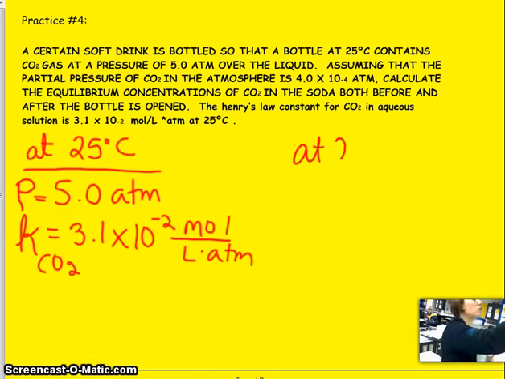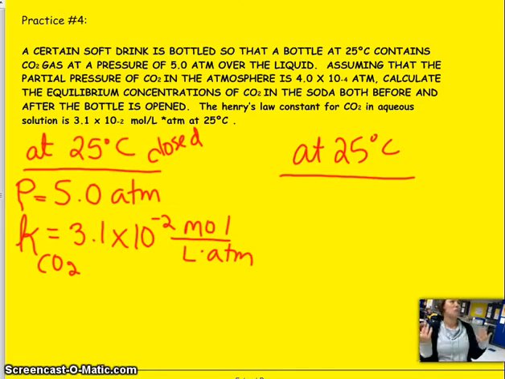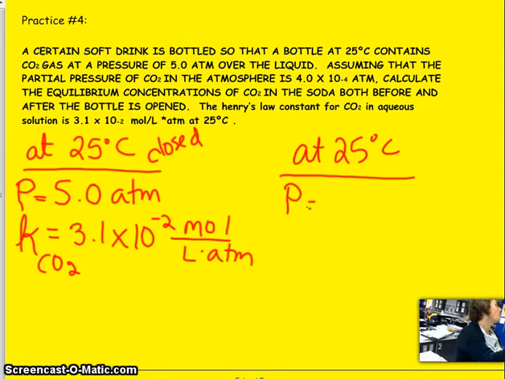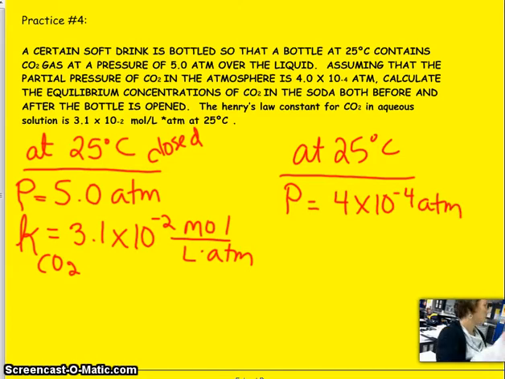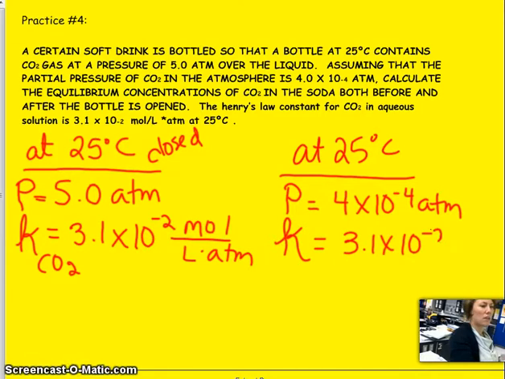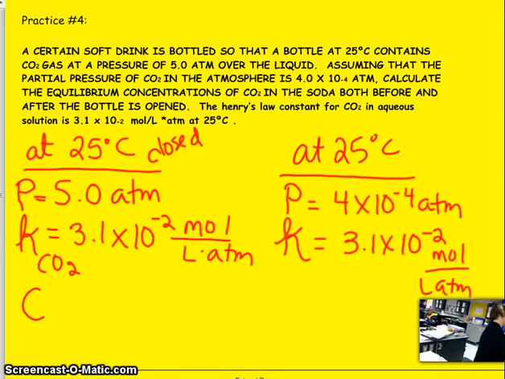If we're at 25 degrees, so that's when it's closed, right? When the bottle's closed. When you open the bottle, then the pressure becomes equal to the pressure in the air. And the pressure of carbon dioxide in the air is 4 times 10 to the negative 4 atmospheres, obviously much lower. The constant is the same for carbon dioxide, 3.1 times 10 to the negative 2 moles per liter atmosphere. So what they're asking us is the concentration of CO2 in that solution when the lid's on, and the concentration of CO2 in that solution when the bottle's open.